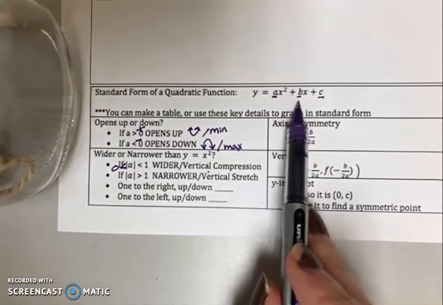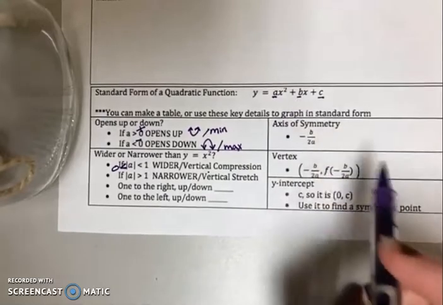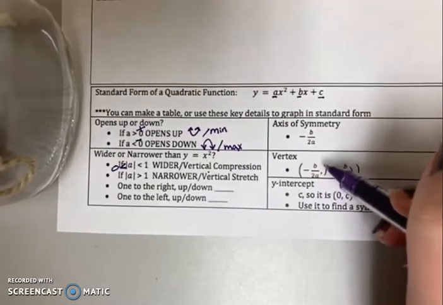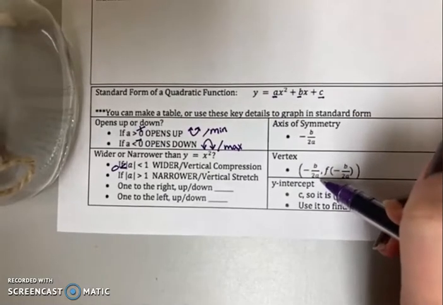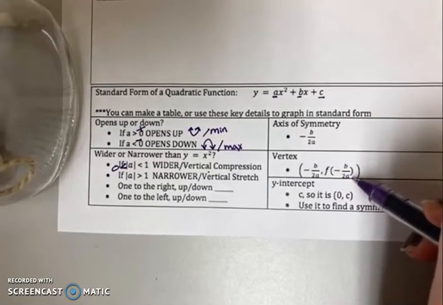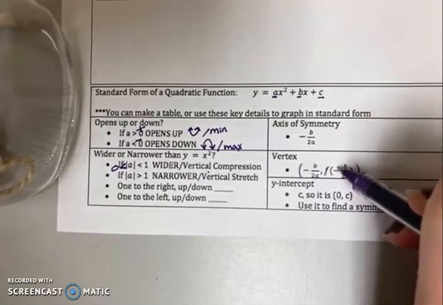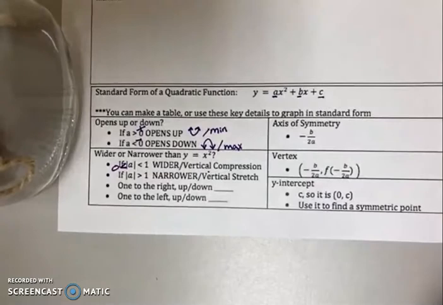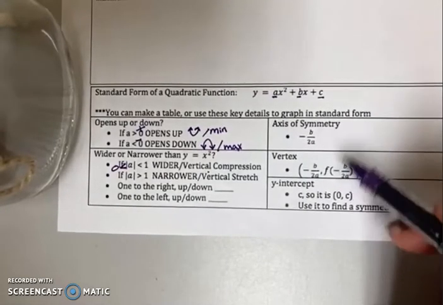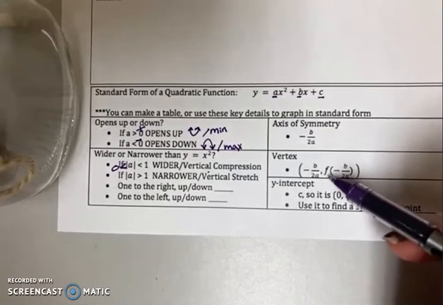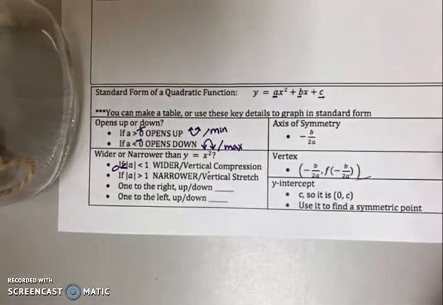A and B together can give us the x coordinate of the vertex. In order to find the y value, we'd have to take our new x value and plug it into the original function. So that's what this notation means. We're taking our x value, negative b over 2a, and then plugging it back into the equation.